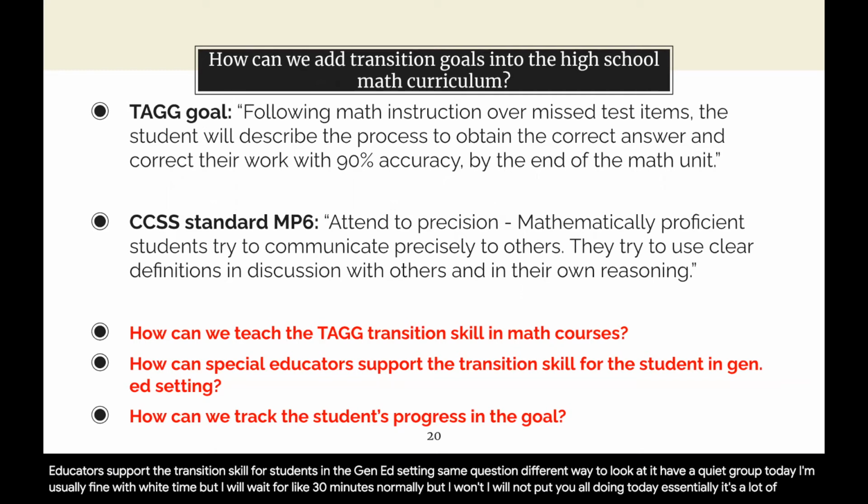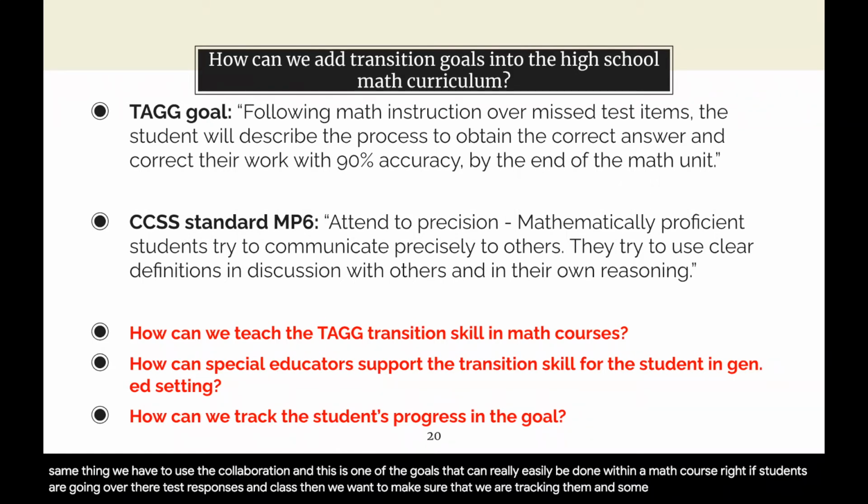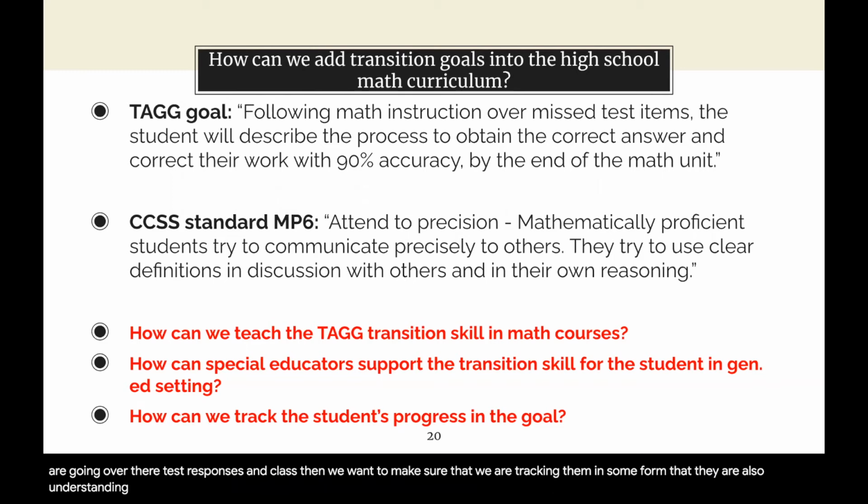Essentially, it's a lot of the same thing. We have to use the collaboration. And this is one of the goals that can really easily be done within a math course, right? If students are going over their test responses in class, then we want to make sure that we are tracking them in some form, that they are also understanding why they got something right or wrong, and then reasoning that information. And that tracking could be honestly pretty informal.